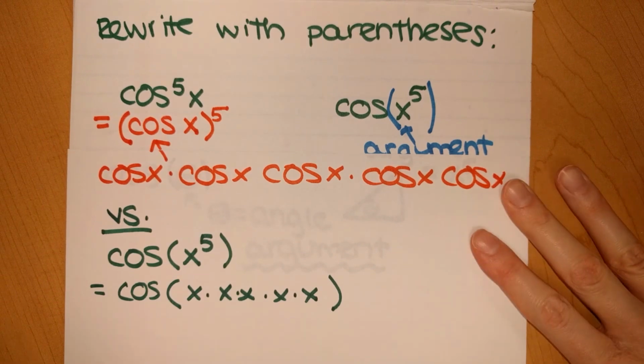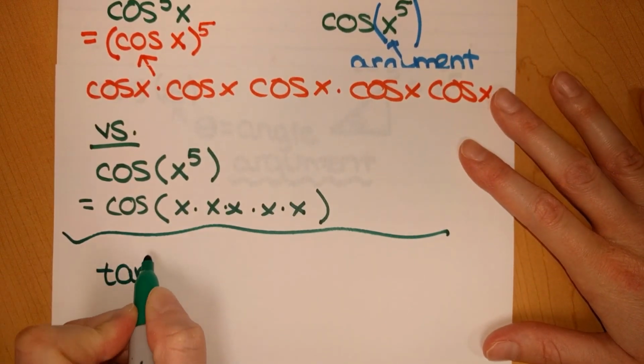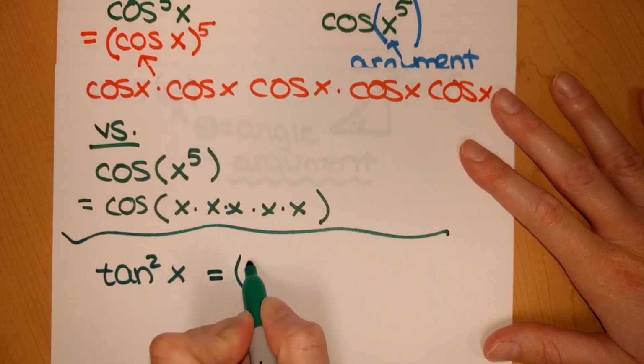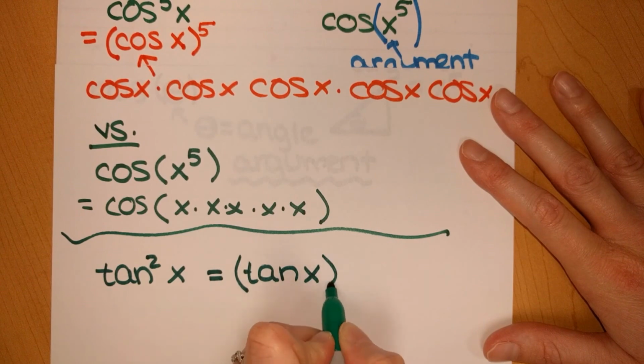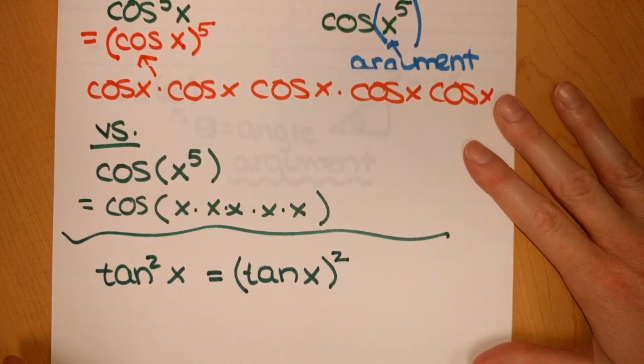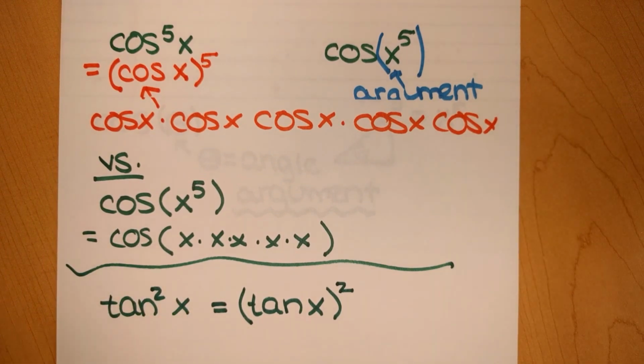So as a quick other example, let's say you had tangent squared x. Tangent squared x, again, is really the same thing as tangent x, all in parentheses, squared. Okay? So that's going to be very important for us understanding that when this little exponent is sandwiched in between, it's really that whole function that is being raised to the second power.